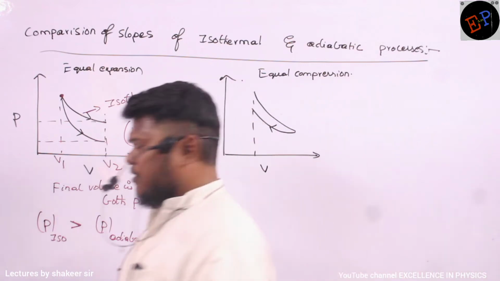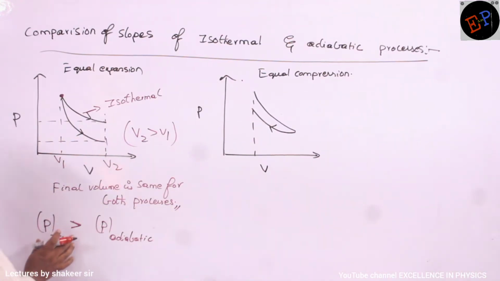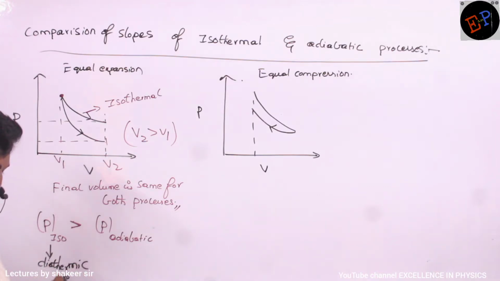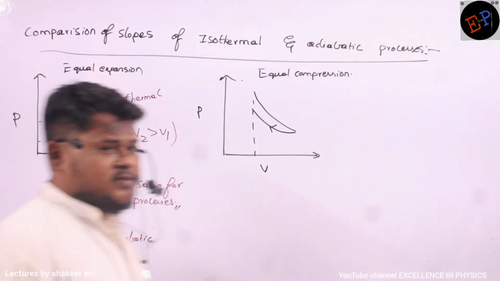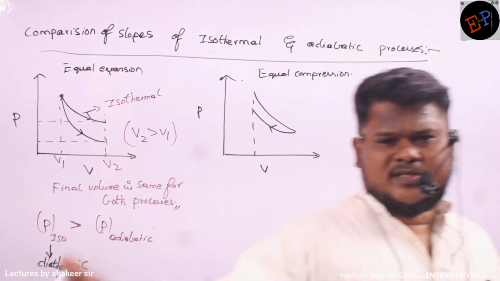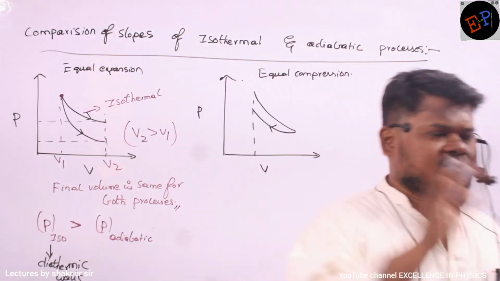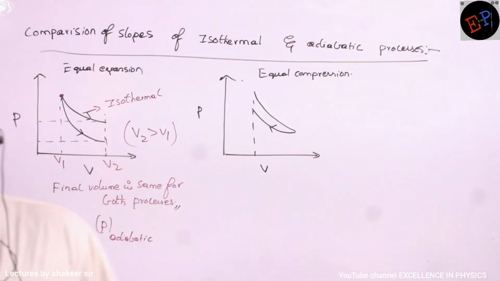Sima, I will explain you very clearly. First of all, what is isothermal process? Isothermal process means this process will have diathermic walls, no? What is meant by diathermic walls? Heat can go out of the system, heat can come into the system also. That is the walls of isothermal process.